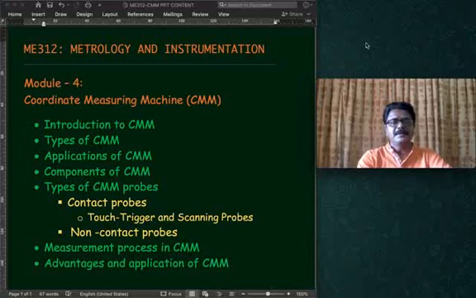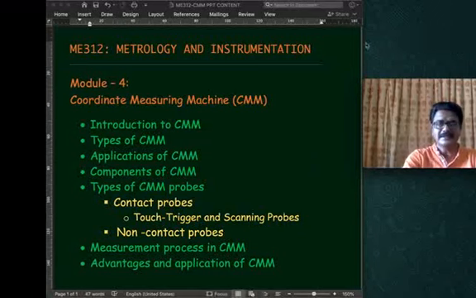In the previous session, we have seen the basics of CMM, the concept, the types of CMM, a few applications of CMM and components. Now let us see the probes, the measurement process and a few applications.